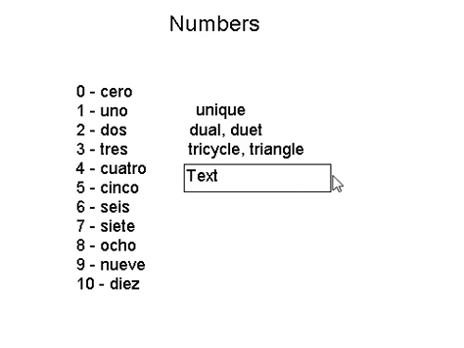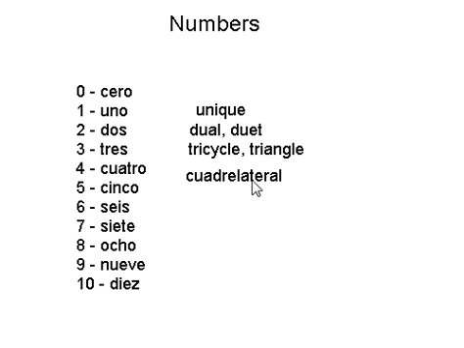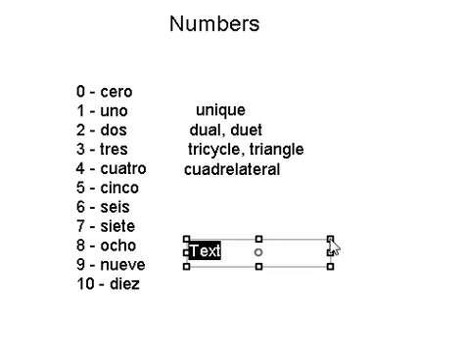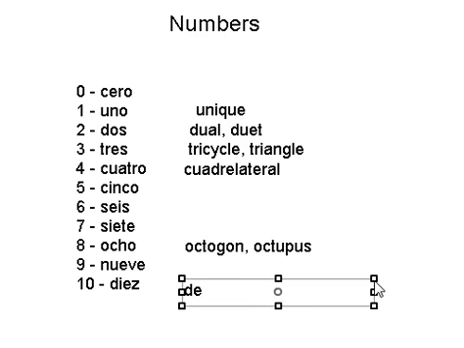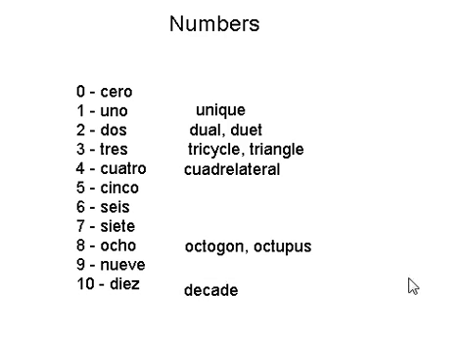For cuatro, we have the word quadrilateral, which is a shape that's got 4 sides. You probably know from your math classes. Some others that we have similar things. Ocho, of course, we know that a stop sign is an octagon because it has 8 sides. We know that an octopus has 8 arms. Diez, there are lots of words like decade is related to diez, and some other things like that.